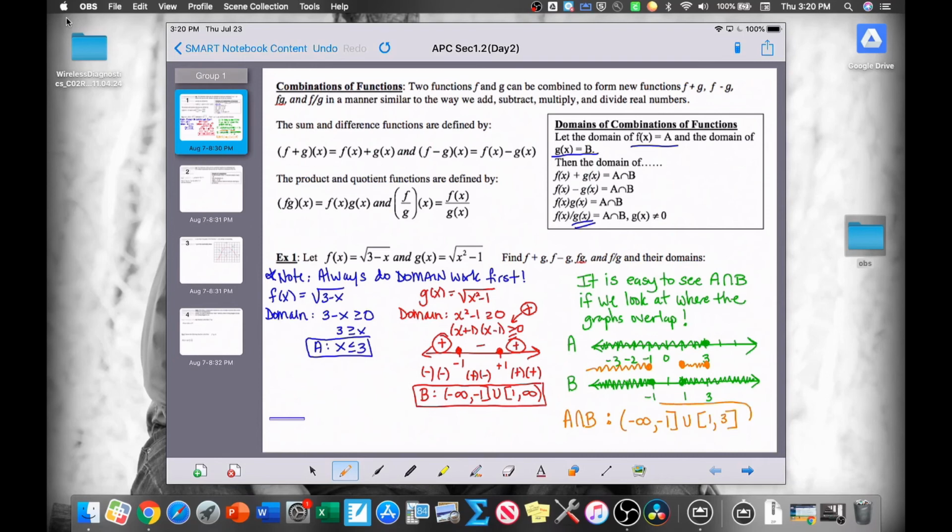That's going to be the domain for all of these new functions that we're about to create. So all of the work that we just did was just to find the domain. We haven't even done any of these combinations of our functions yet. But this was the hard part. The combination part is the easy part.